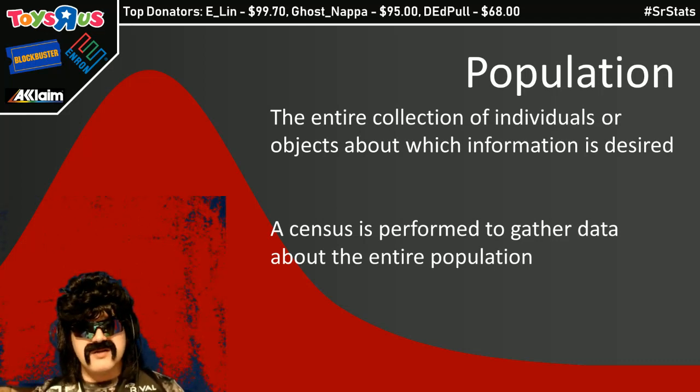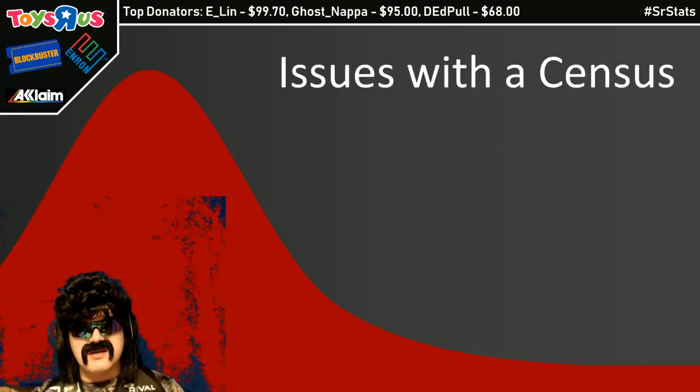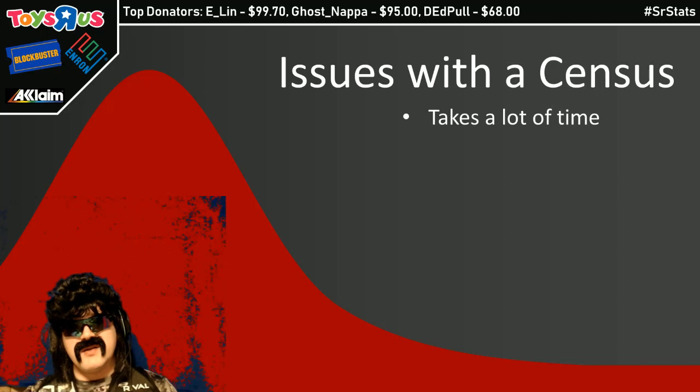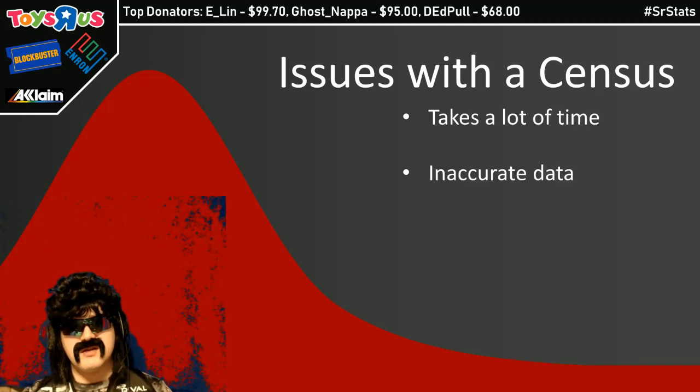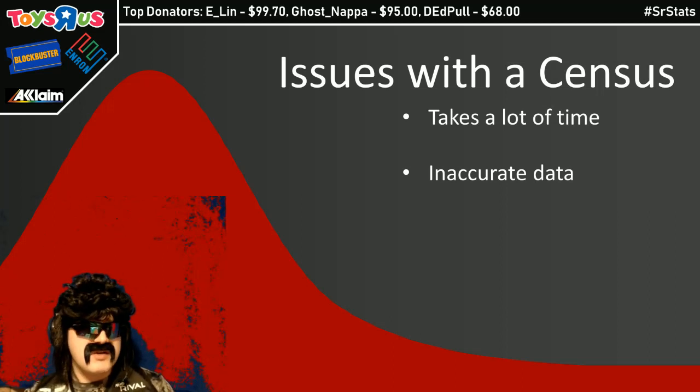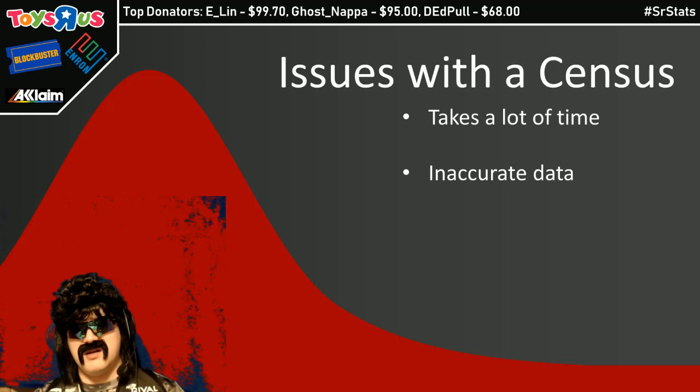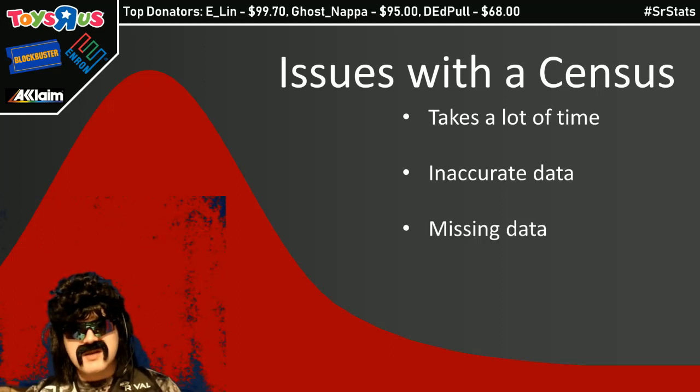Okay. So, the problem with the census is, one, it takes a lot of time. You gotta ask every single person that you're trying to get from the population. You can't leave a single person out. If you leave a single person out, you don't have the information that you're gonna need. If one person's out, you've got inaccurate data. If you ask the person twice, it's also inaccurate data. Missing data is the same thing. If you don't have it from a person, it invalidates the census because you don't have the population.